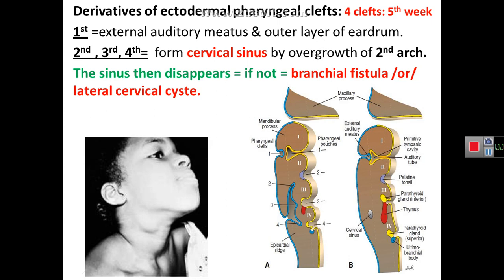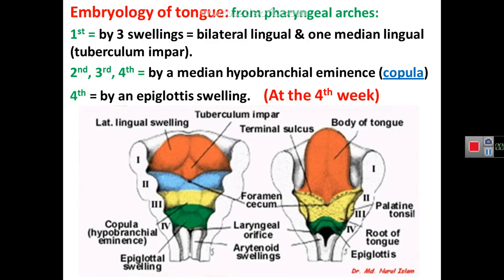This figure also shows a demonstration of the structures derived from the pouches. So this is all about the pharyngeal arches of mesoderm, the pouches, which are endodermal pouches from the pharynx separating the arches, and the clefts, which are ectodermal grooves separating the arches. Now we have to talk about the embryology of the tongue, because the tongue is also derived from the mesoderm of the pharyngeal arches.